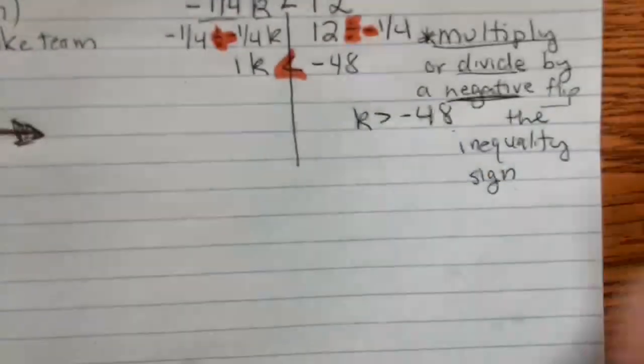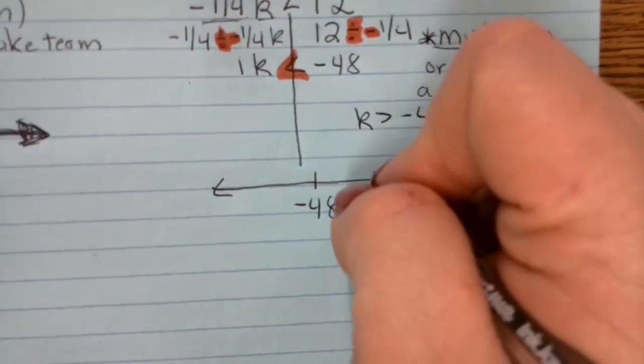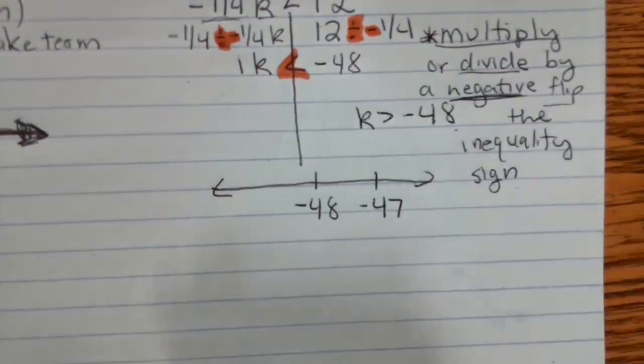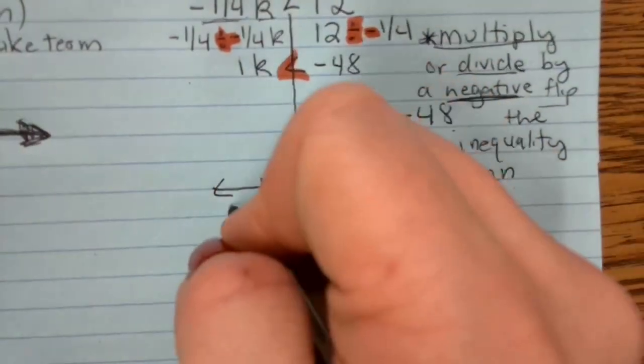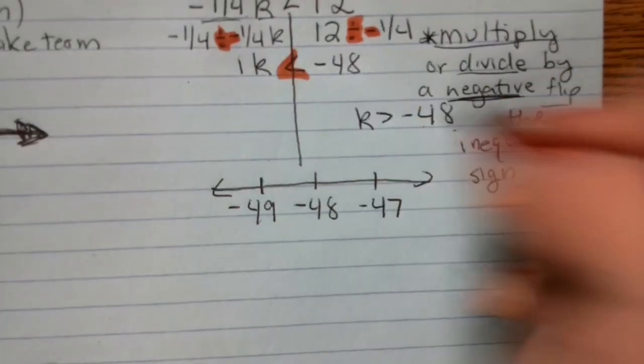Okay, to plot this on a number line, we're going to put our rock star number in the middle. Now remember, with negatives, to get bigger, they actually get smaller. So on the right side it'll be negative 47. On the left side it'll be negative 49. Our rock star number is negative 48.